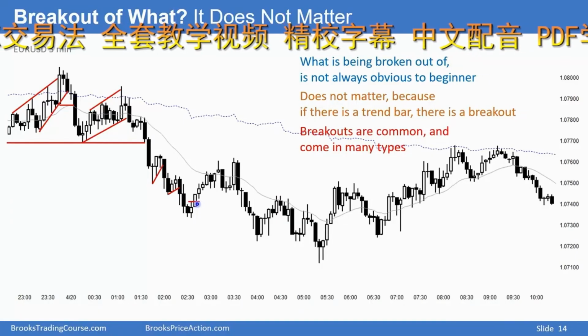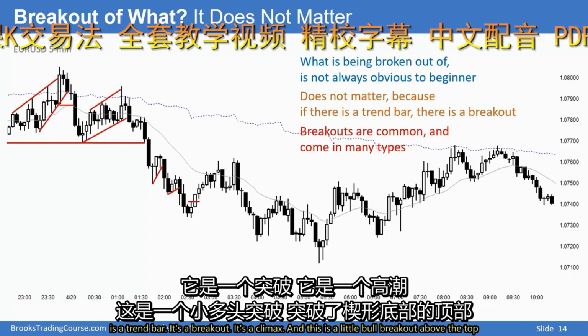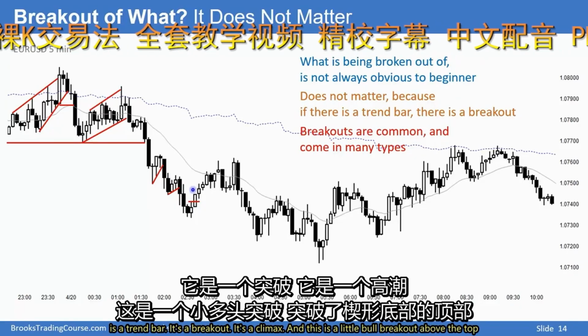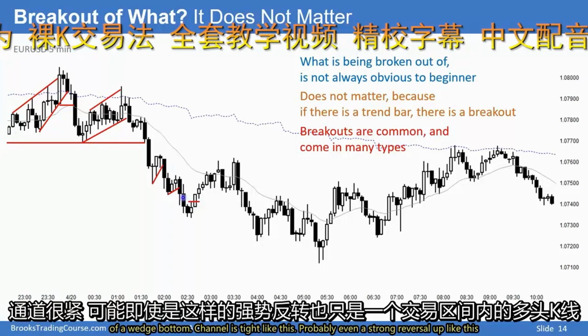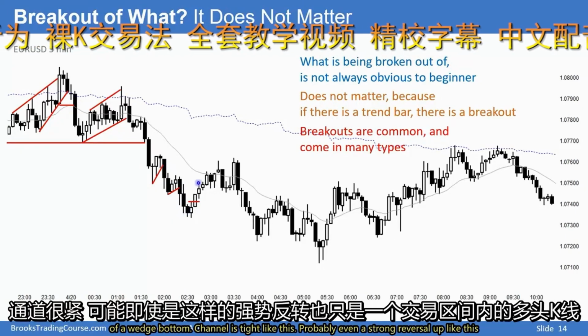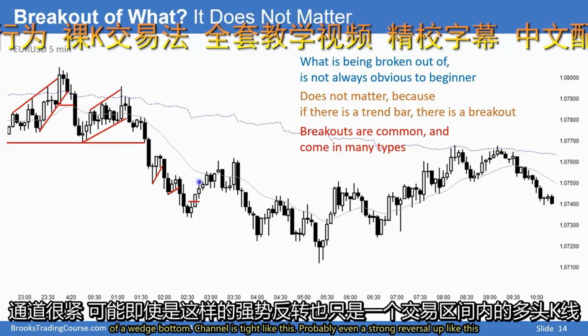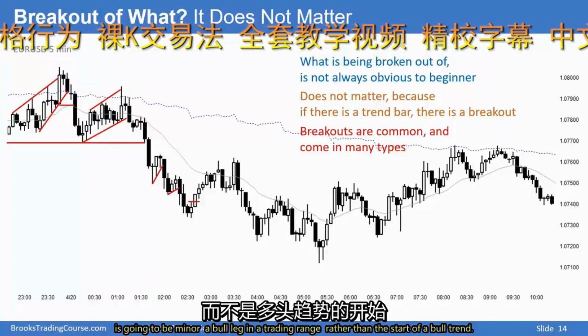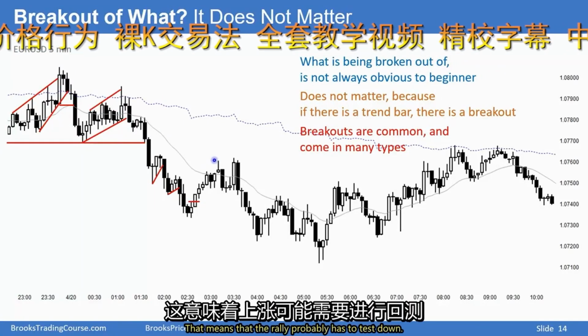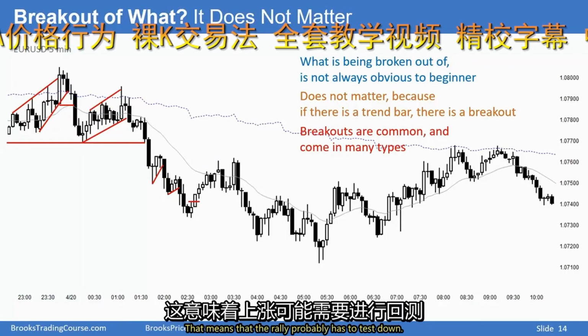Every bull bar is a trend bar. It's a breakout, it's a climax, and this is a little bull breakout above the top of a wedge bottom. Channel is tight like this. Probably even a strong reversal up like this is going to be minor, a bull leg in a trading range, rather than the start of a bull trend. That means that the rally probably has to test down.